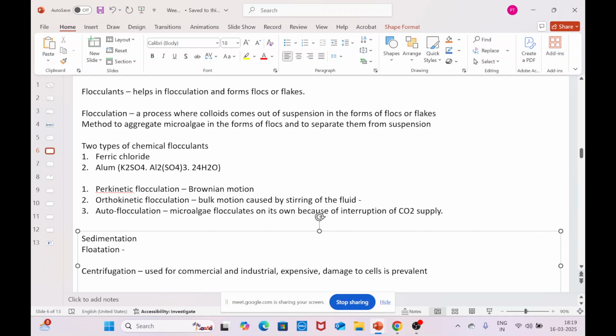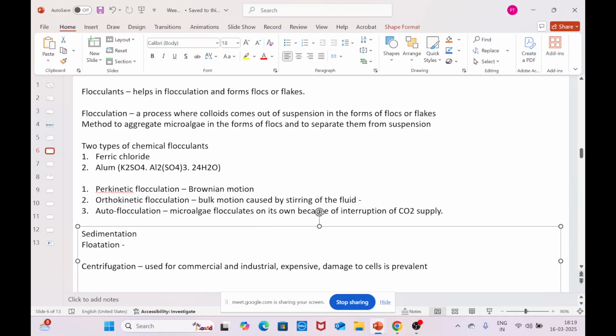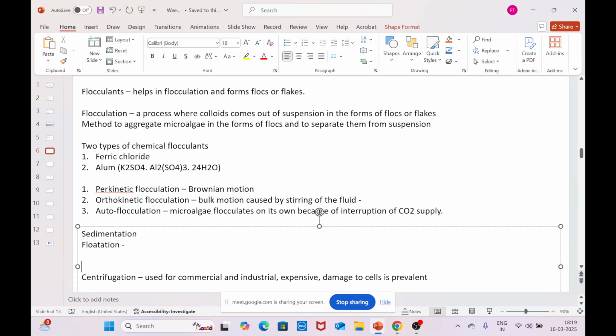So any idea what flotation is? Sorry, I missed flotation before. Flotation.